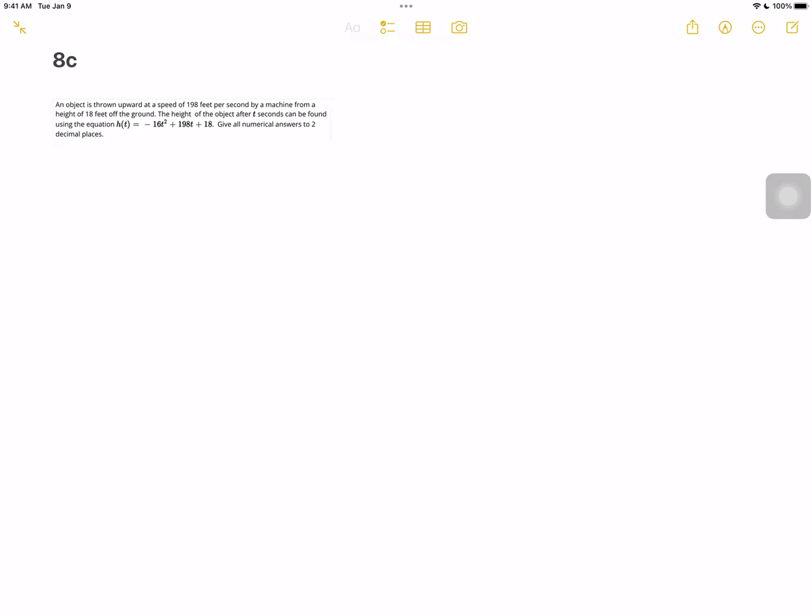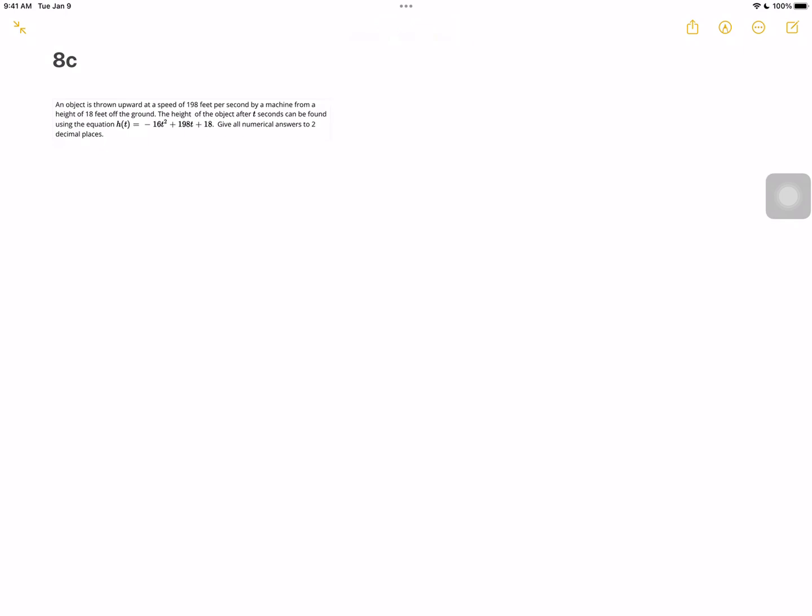All right, guys. We are looking at this question from 8.8C, and this question right here is asking us about... Let me read the question. An object is thrown upwards at a speed of 198 feet per second by a machine from a height of 18 feet above the ground. The height of the object after t seconds can be found using this equation right here. Give all numerical answers to 2 decimal places.